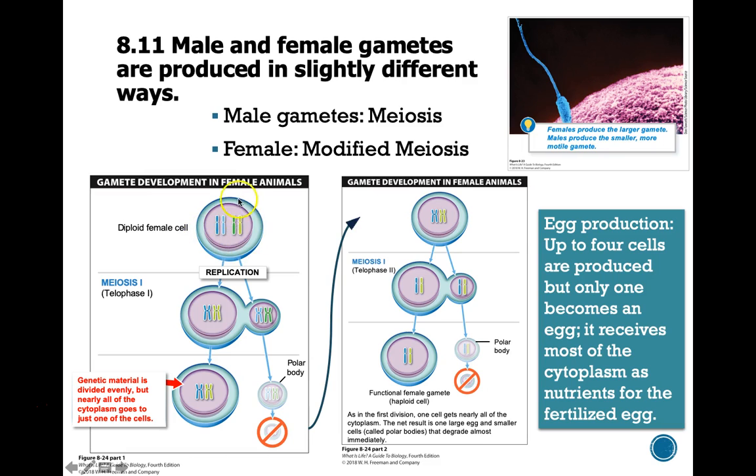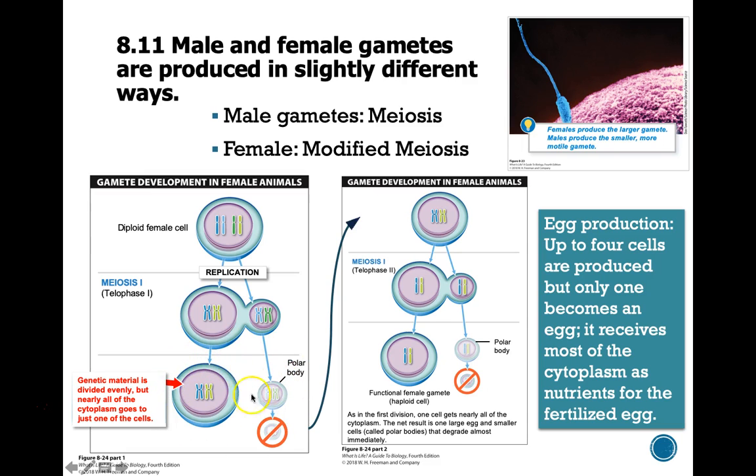We start with our diploid cell, we go through meiosis 1, we separate our homologous chromosomes, and then we lose one of the eggs. So if you'll look, you'll see that one of these cells is much, much bigger. This is because the cytoplasm is unequally distributed. Now, because this cell lacks cytoplasm, it's eventually going to sort of shrivel up and go away. That is called a polar body.